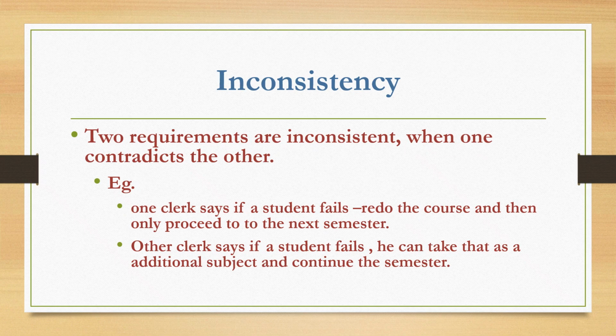Inconsistency. Two requirements are inconsistent when one contradicts the other. Example, one clerk says if a student fails, redo the course and then only proceed to the next semester. Other clerk says if a student fails, he can take that as an additional subject and continue the semester.